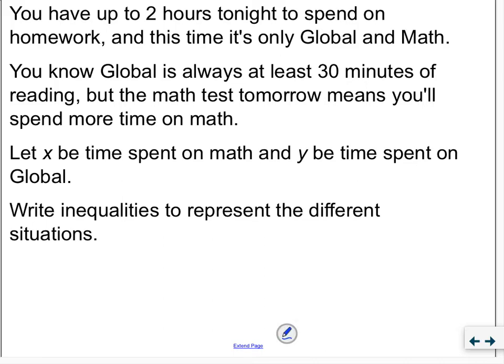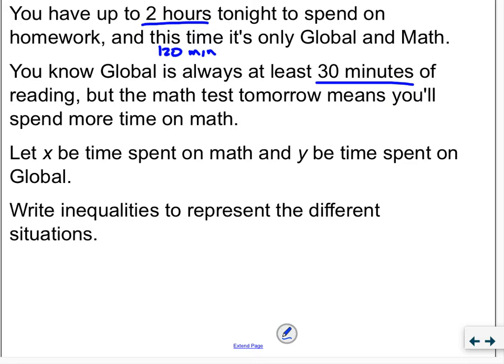So x is time spent on math, y is time spent on global. Did you notice, though, that we have a 2-hour and a 30-minute time? Yuck. I think I might make the 2 hours 120 minutes. This way I'm dealing all in minutes, and I'm not dealing in like a half hour, a quarter hour. I think that might make it a little easier for us. So let's write some inequalities now.